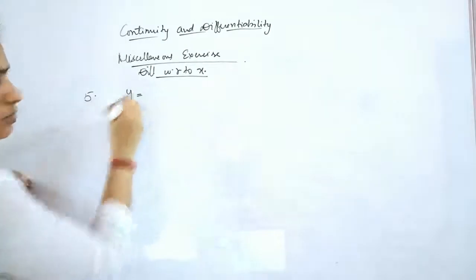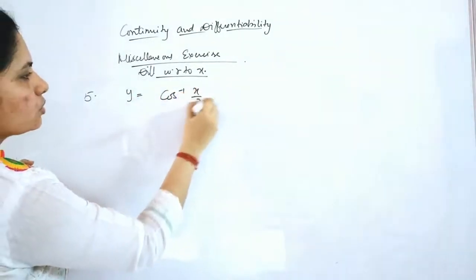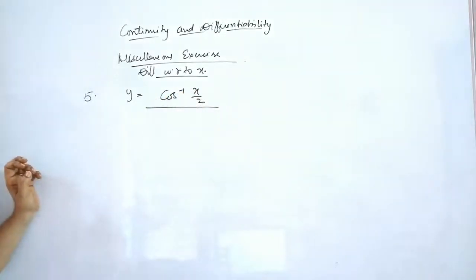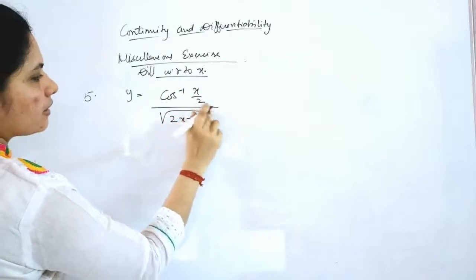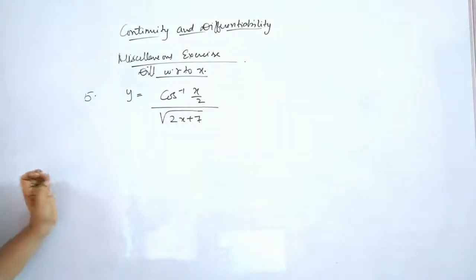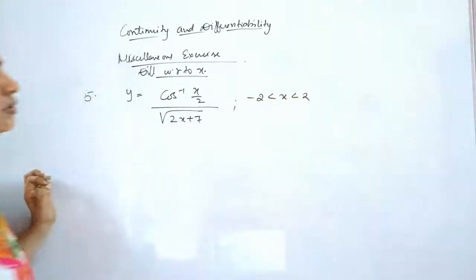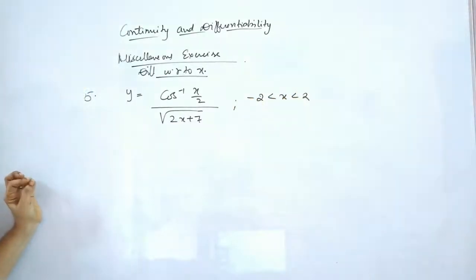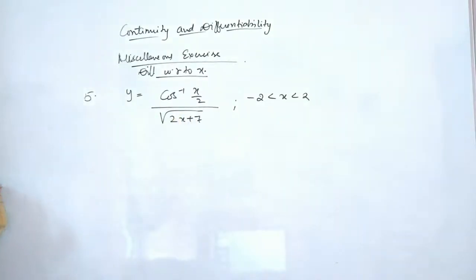Fifth one is y is equal to cos inverse x by 2 divided by root of 2x plus 7, where the condition for x is minus 2 less than x less than 2. That means it is not including 2 and minus 2. Okay. Again the condition is given for the existence of the given function.